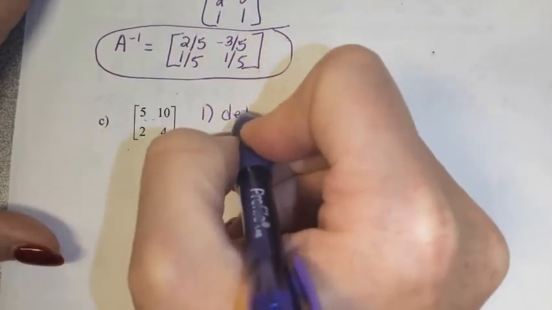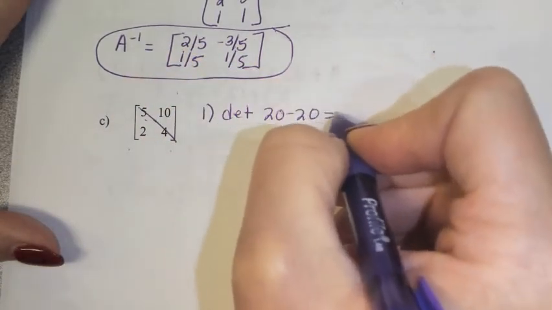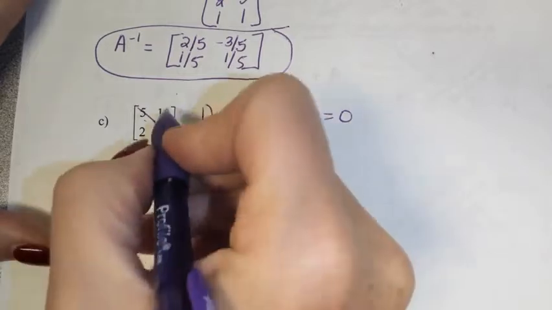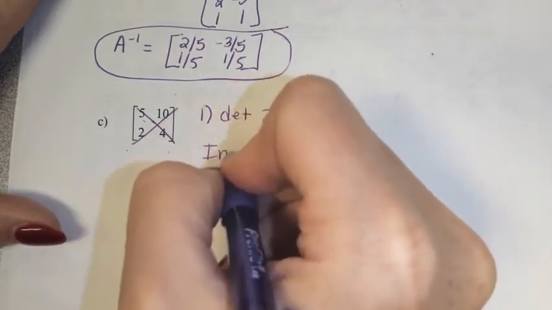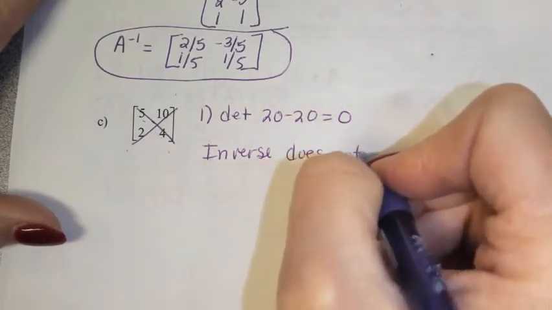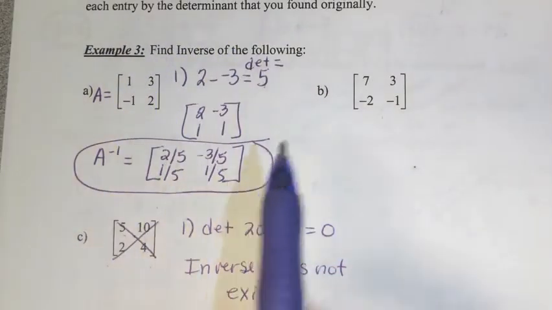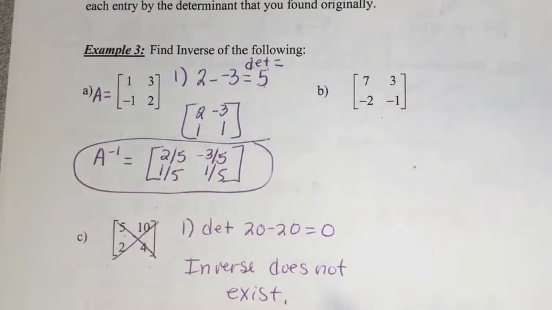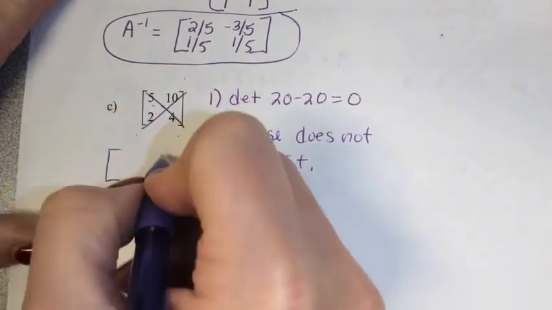All right, we're going to go down to letter C next. So to find this determinant, we get 20 minus 20. That determinant is 0. Remember what we said up above, that if that determinant is 0, the inverse does not exist. There is no inverse. So we're just going to put inverse does not exist. Be aware of that: if we get that 0 on that determinant, we don't have to go any further. We're finished. We can't even have an inverse.